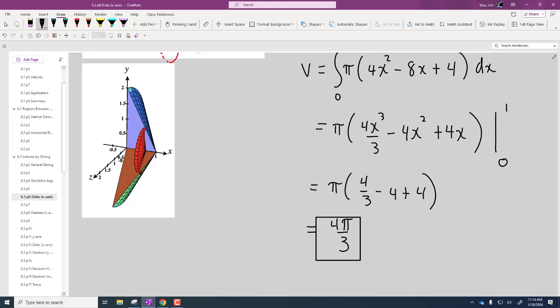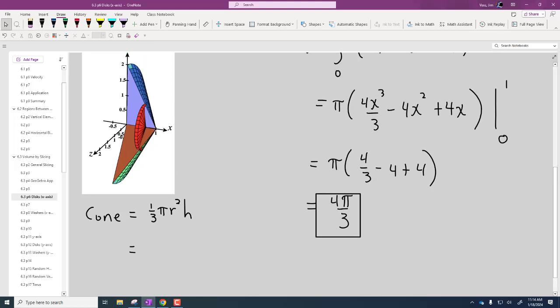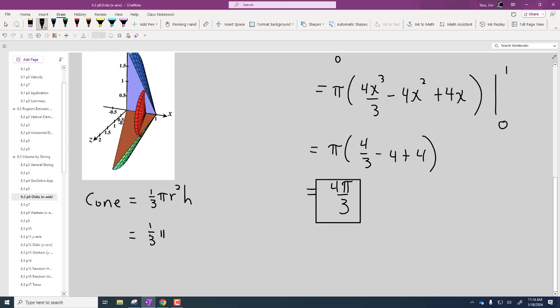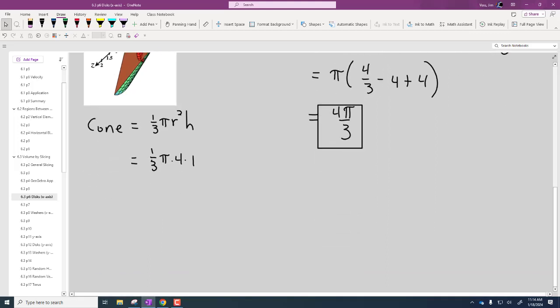Does anyone know the geometric volume of a cone? 1/3 base area times height. 1/3 pi r squared h. Yeah, what you said. That's right. So the volume of a cone is 1/3 pi r squared h. So if we look at this cone, we get 1/3 pi. R is this distance here, so the radius is 2. So that's going to be a 4, and then the height is 1. So yeah, we get the same thing.